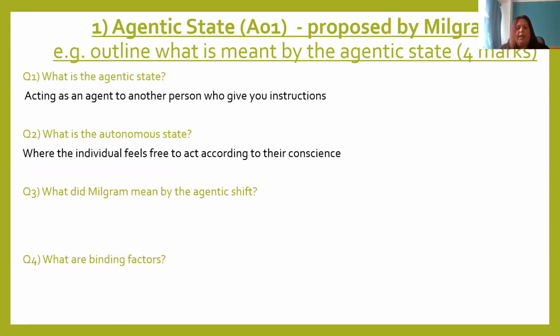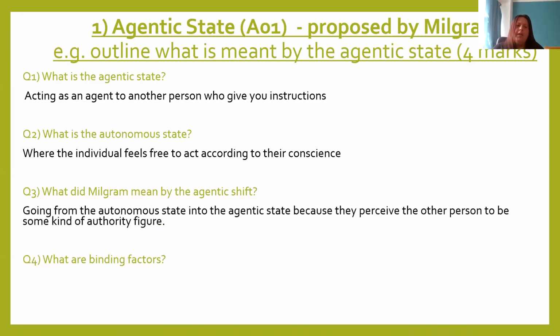So question 3 there suggests, what did Milgram mean by this agentic shift? So we're moving from that autonomous state into the agentic state. But what does Milgram actually mean? So it is literally going from you being in control of yourself and your own conscience into that agentic state and following orders, because you do actually perceive the other person to be some kind of authority figure.